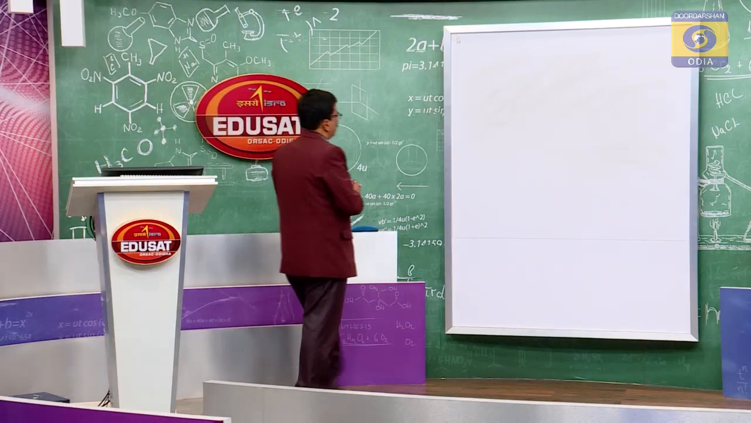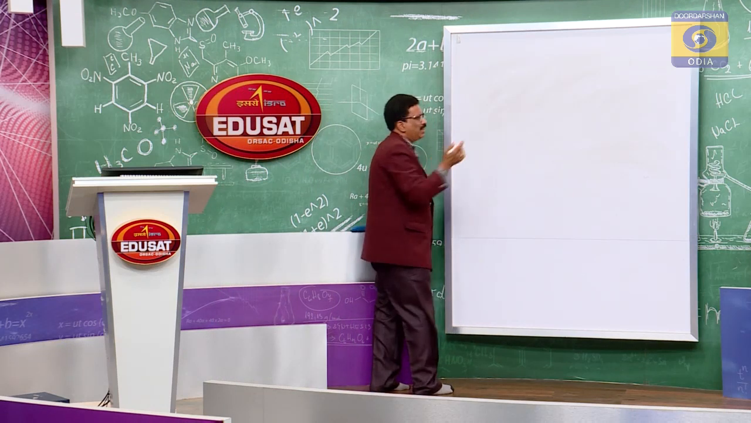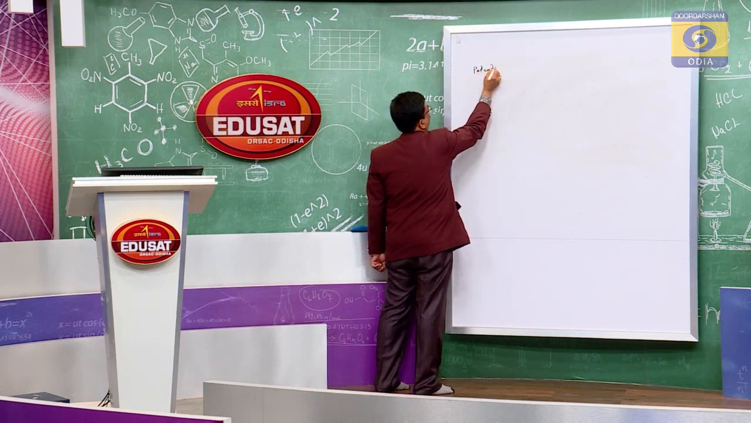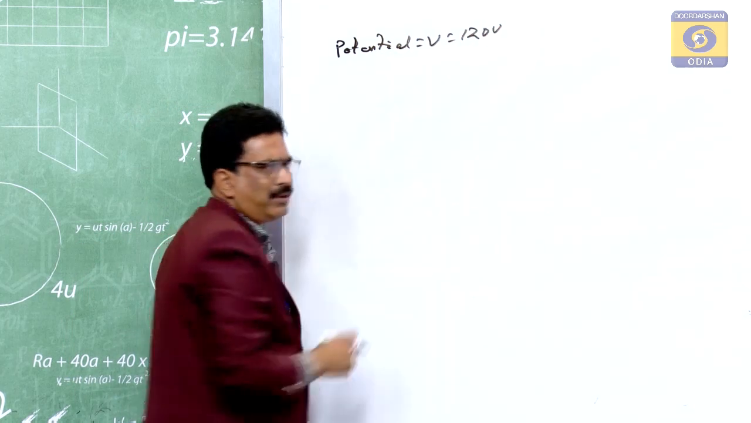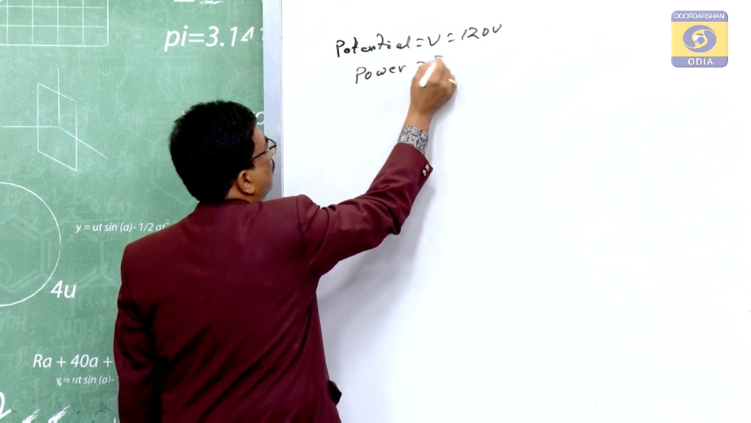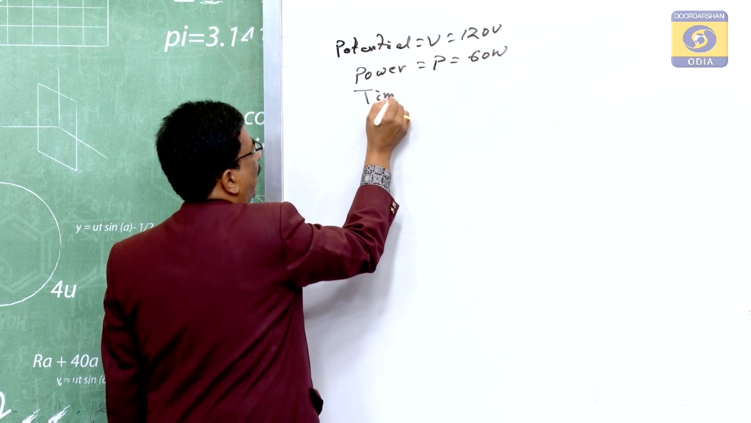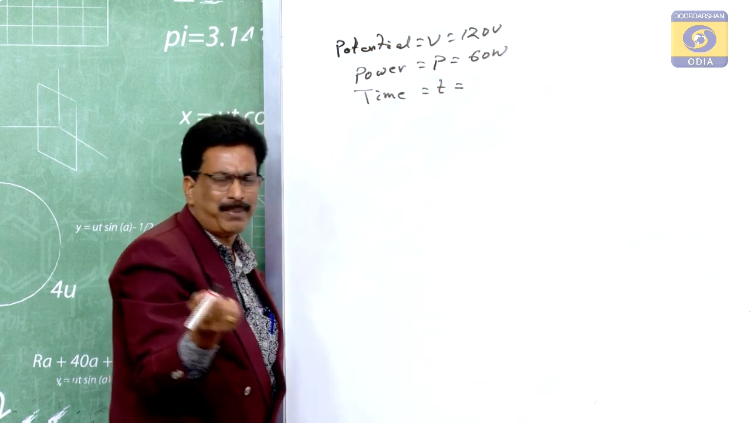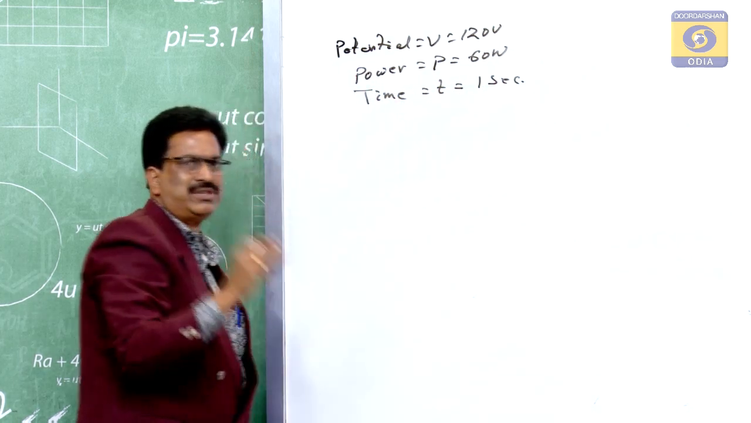After reading through the question, you will have the second step. For the second step, what are the data? The first data is the potential. Potential, its symbol is V, so that value is 120 volt. Next, it is given the power of that bulb. Power is P, that is 60 watt. The third one supplied is the time. Time is T, that is per second, means 1 second. So, these are the 3 data which are the second step.